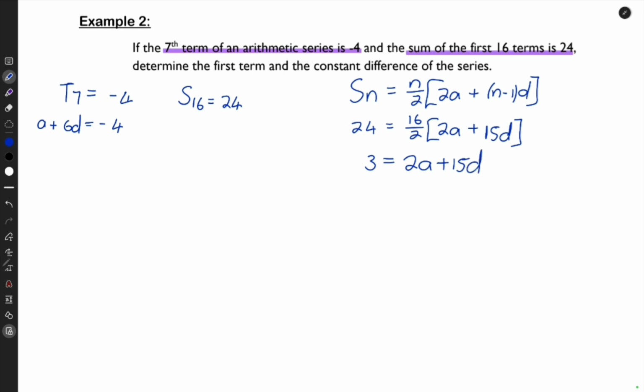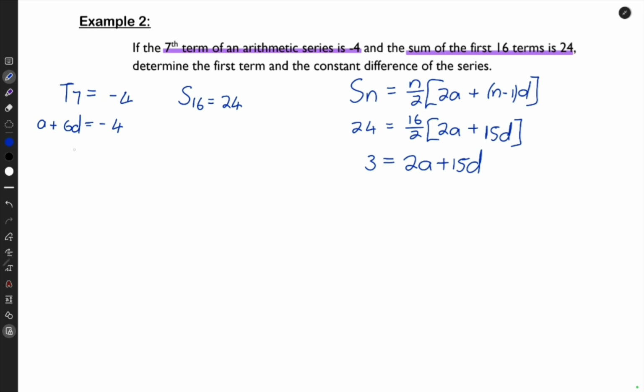So those are my two equations. You will notice immediately the one equation has a 1a, the other one has a 2a. So now you need to decide what type of simultaneous equation you want to do. Elimination would be possible with this one. I just need to take the first equation and double it. That's completely fine if you want to do that. But just to show you that it works either way, I'm going to do the substitution method.